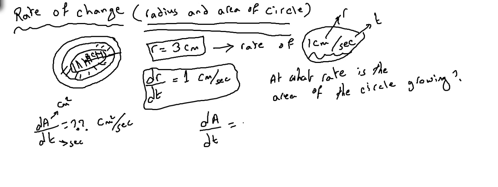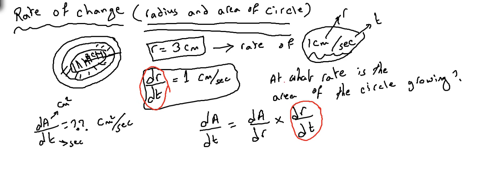What is dA over dt according to the chain rule using the radius, because we have a relation between the area of the circle and its radius? It's simply dA over dr times dr over dt. This value here, dr over dt, we already have, I have no problem. It's 1 centimeter per second. Then what I'm looking for now is dA over dr. Can we find dA over dr?